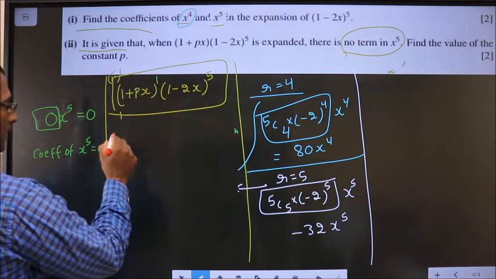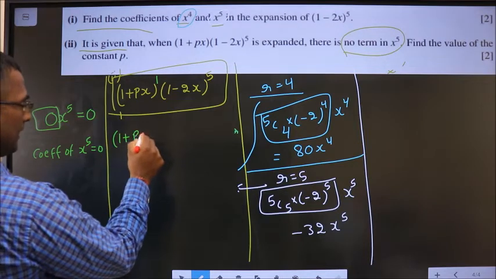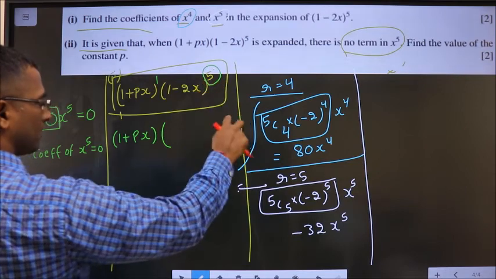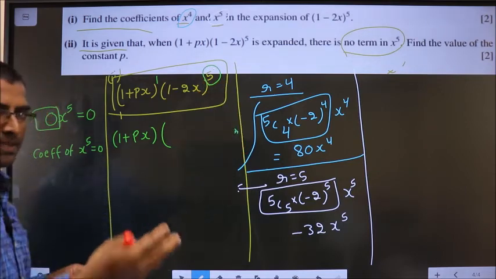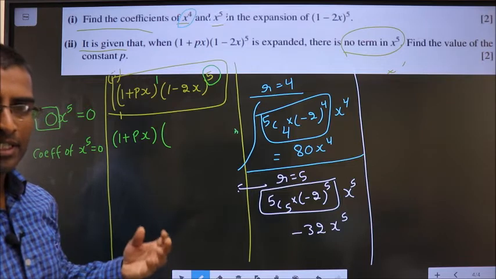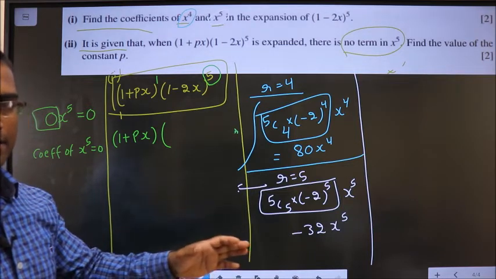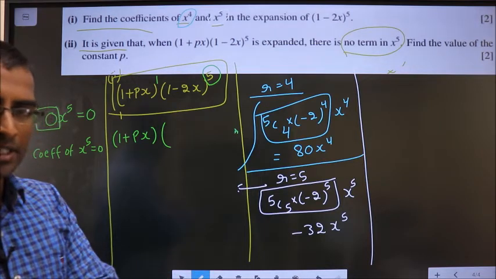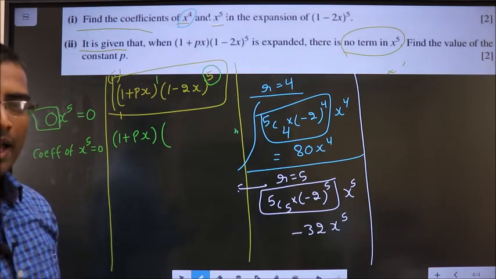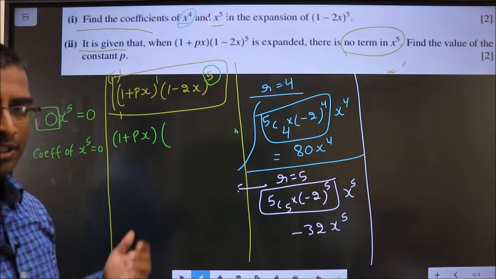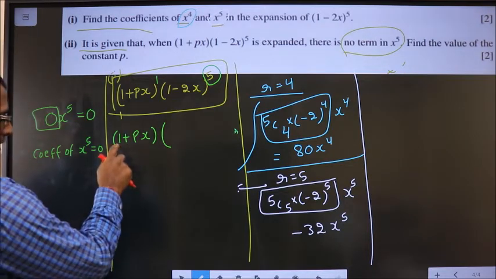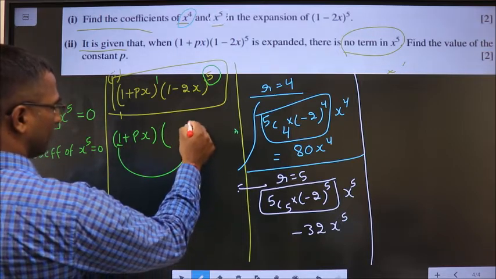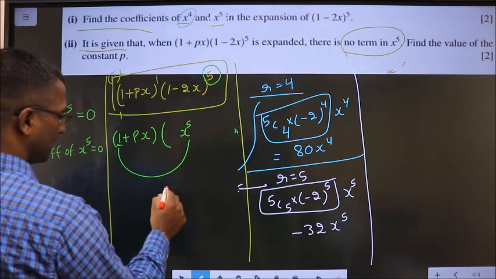This bracket has got power 1, so it will not undergo any change. This bracket has got power 5, so I get many terms in the expansion. But to get the coefficient of x power 5, I don't need all the terms. I need to select only those terms which lead me to get the coefficient of x power 5. And how do I decide that? Based on this one. Here it is 1. This needs to be multiplied with x power 5. Only then it will result in x power 5.